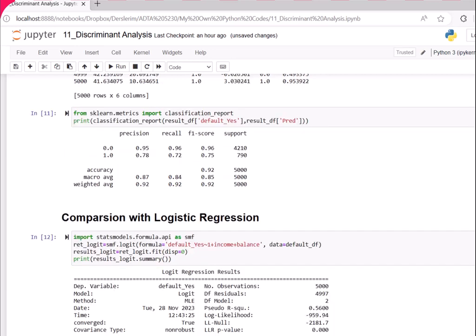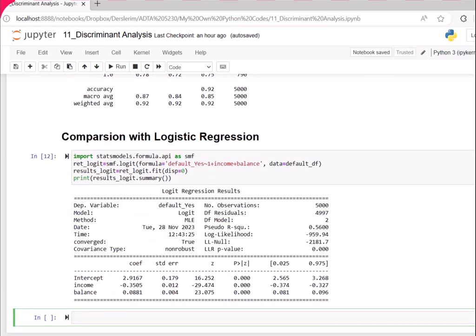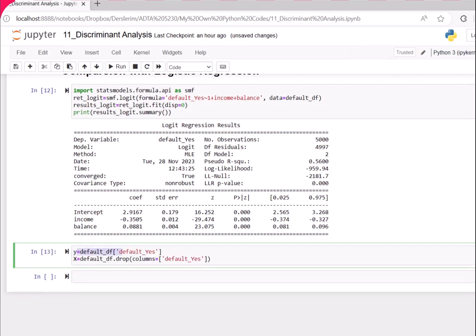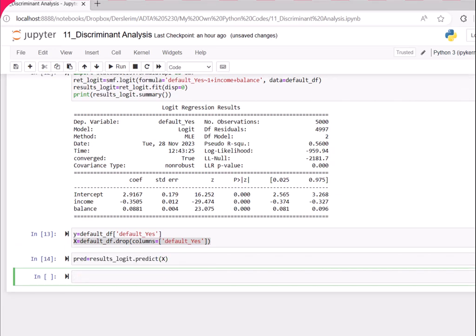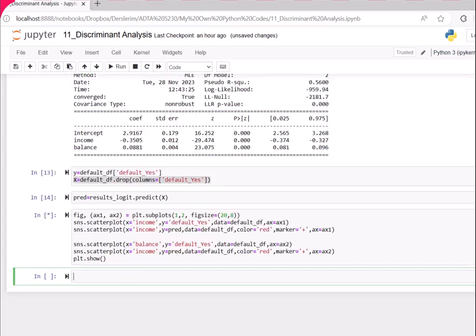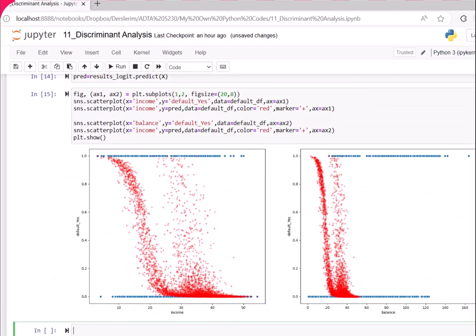So this is what logistic regression does. It's going to use income and balance once again. It's going to come up with a prediction. Let's define our outcome and a predictor matrix. So this is X. And so this is going to be my predicted values for logistic regression. Also, I am drawing the line chart. So the red points are my predicted values and blue points are my actual values. So this is for income and this is for balance.